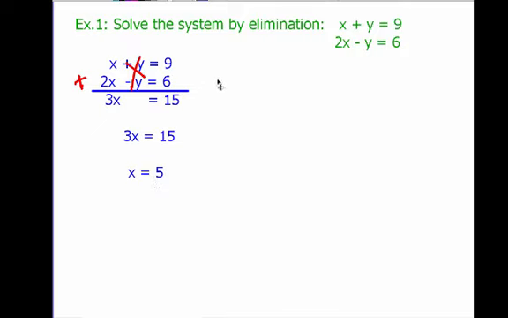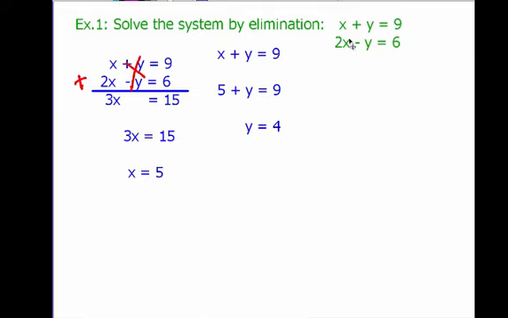Well, now I need to figure out what y is. So I know x plus y equals 9. So I'm going to take this 5 that I know x is now, and plug it in. So I know 5 plus y equals 9, which means y equals 4. So now I know x is 5, y is 4.